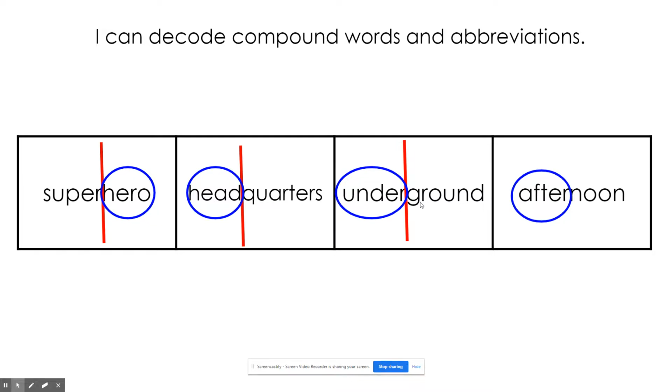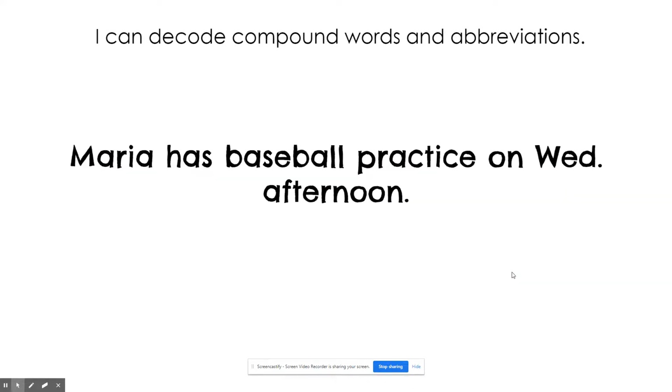Now I come over here. I have that GR blend, so ground, underground. And then here, I remember that that double O makes that oo sound. So afternoon. All right, now let's look at some abbreviations.